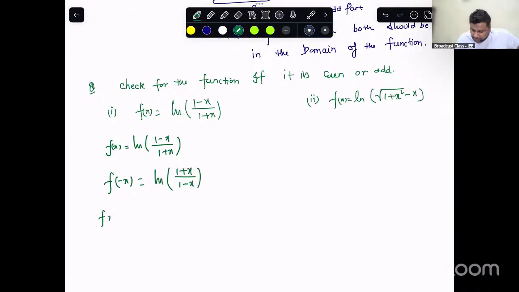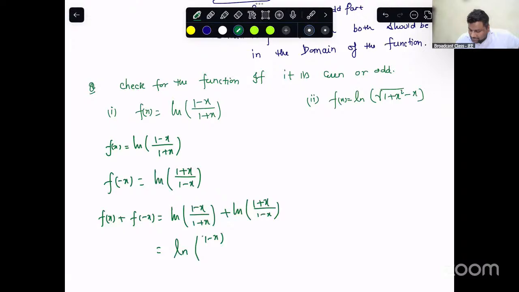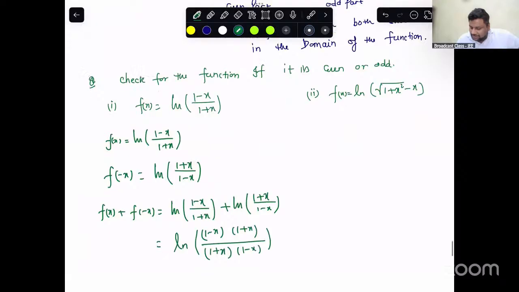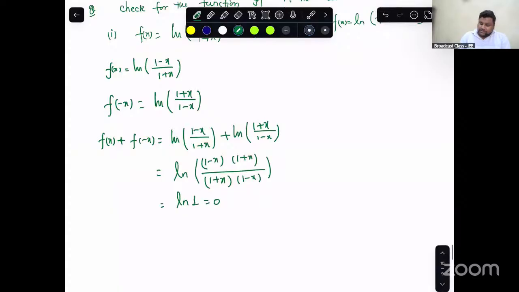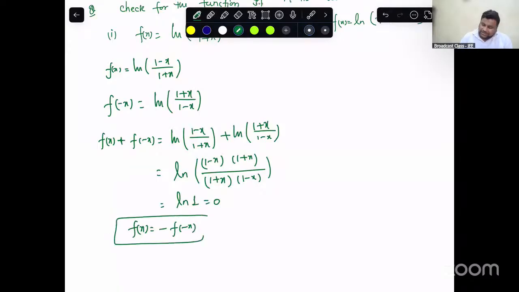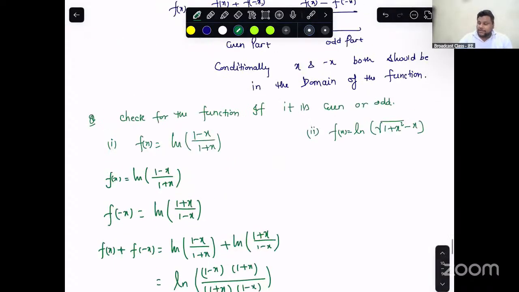So if I add both of them, f(x) plus f(-x), it is ln of (1 minus x) upon (1 plus x) plus ln of (1 plus x) upon (1 minus x). That is ln of (1 minus x) into (1 plus x) upon (1 plus x) into (1 minus x). Now they are cancelled. So it becomes ln 1, that is 0. So f(x) plus f(-x) is 0. That means f(x) is minus of f(-x). That means which kind of function it is? Odd function. Correct? Similarly, check for second one.